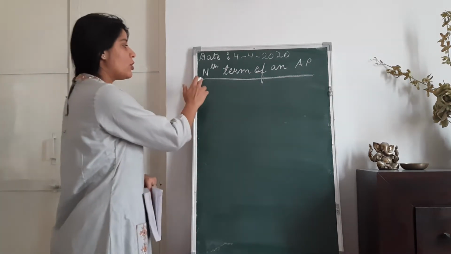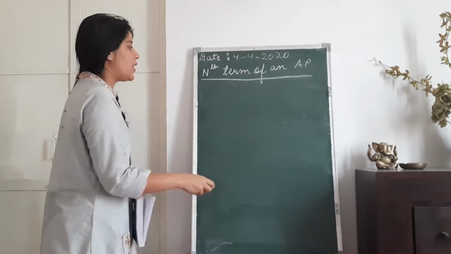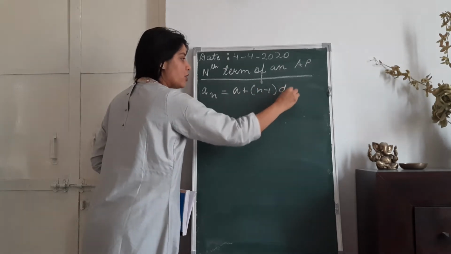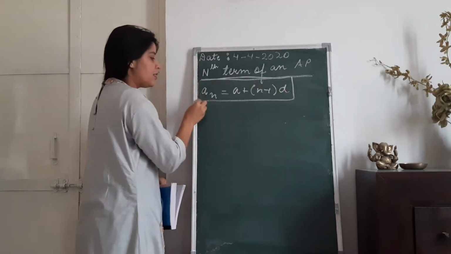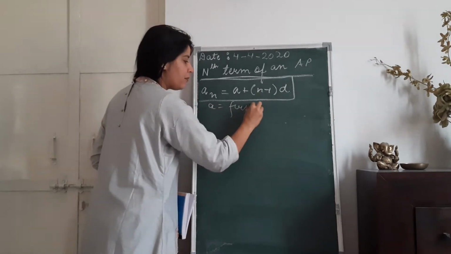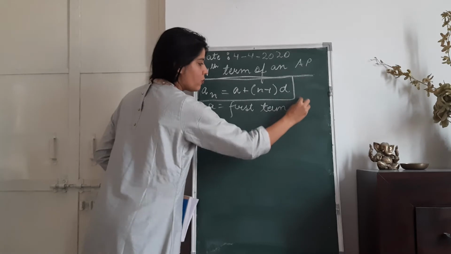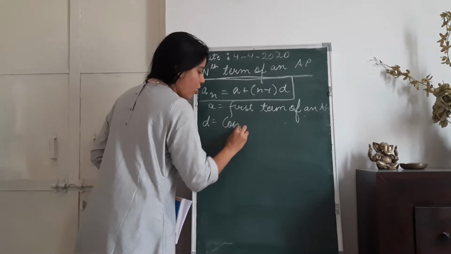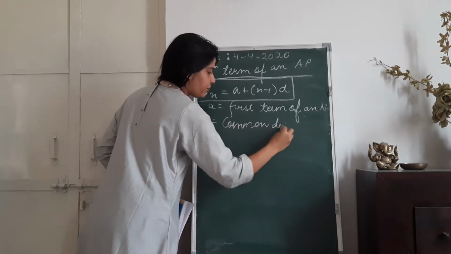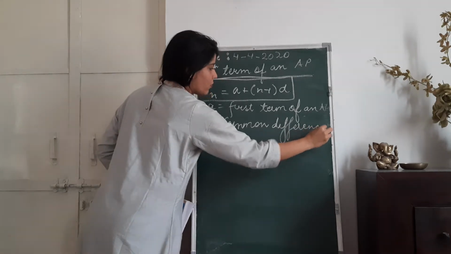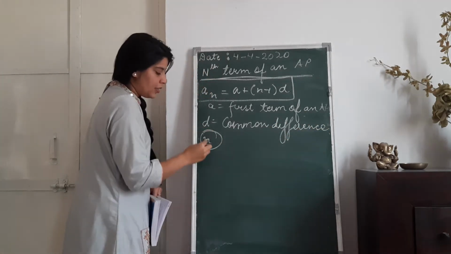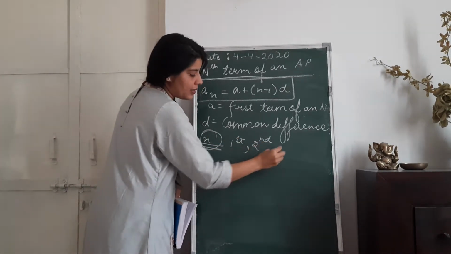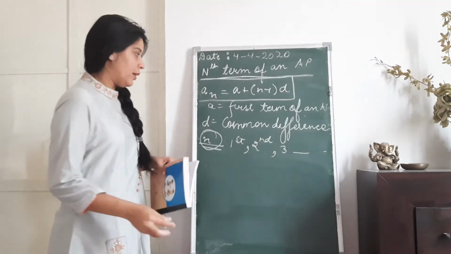So if you remember from last video, we discussed the nth term of an AP, and we discussed the formula, which is an is equals to a plus n minus 1 into d, where a is the first term of an AP, d is the common difference, and n is the term which we want to calculate: first, second, third, and so on.